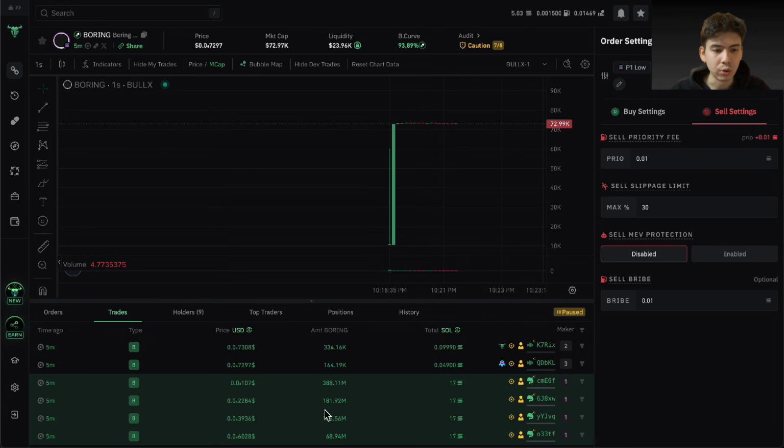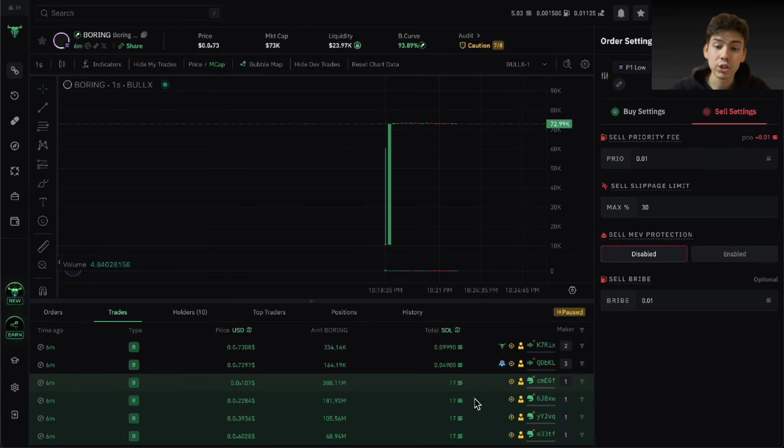And if we go into trades and scroll all the way down, we can see that within the first 5 minutes there have been 4 same 17 Sol transactions. So this means that this one person has bought 4 different transactions worth of 17 Sol from different wallets and is currently holding more than 70%. Avoid those bundled tokens at all times, because you're gonna lose all your money.